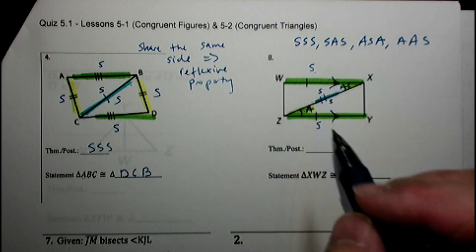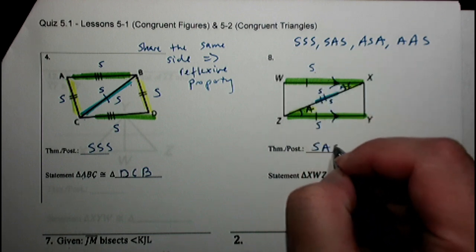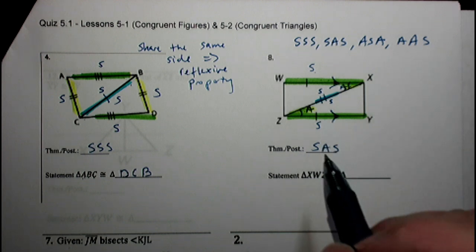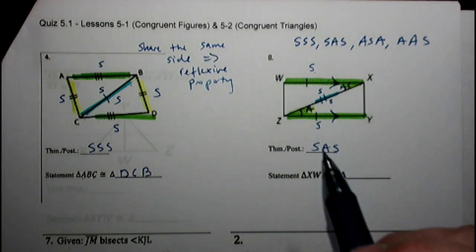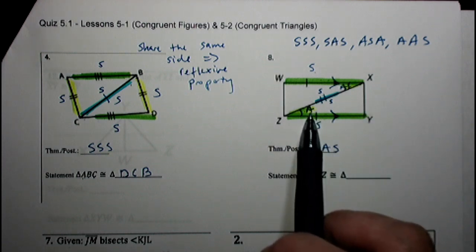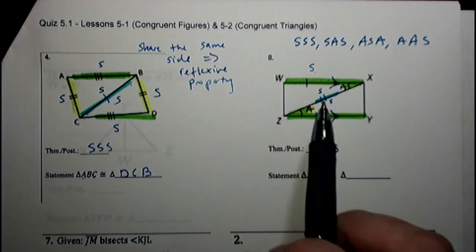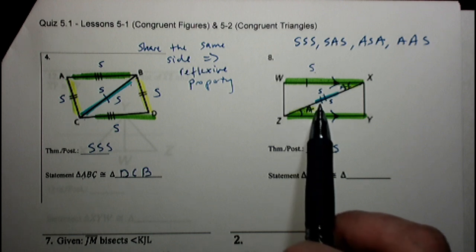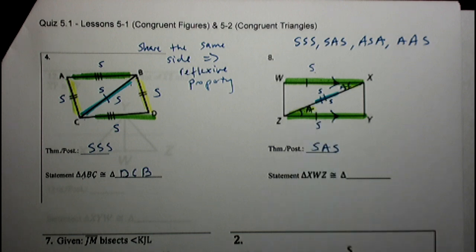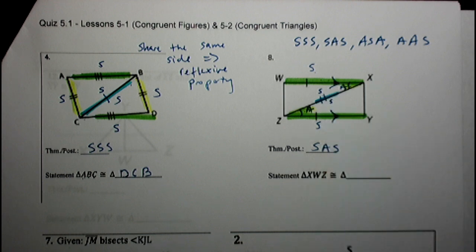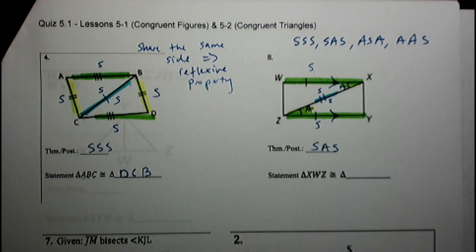So these two triangles are congruent by the side, angle, side postulate. And we can definitely say that because here's our included angle. Included means that it's between the two objects. This angle is included because it's between the two sides. So side, angle, side proves that these two triangles are congruent.